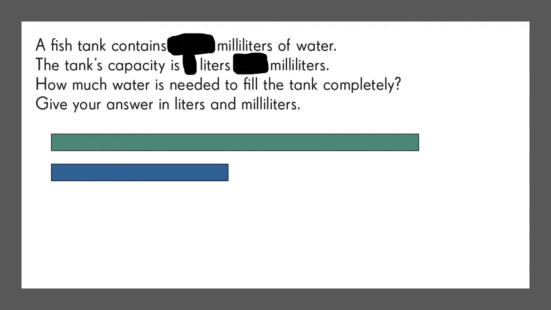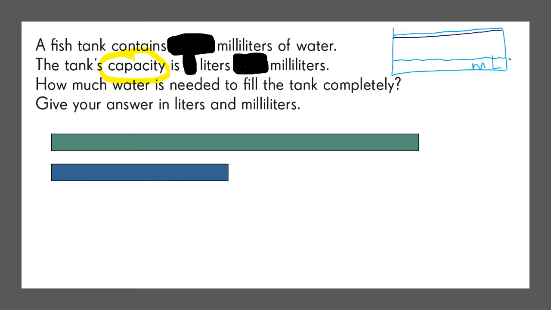I just see a fish tank, ooh, I feel like I should do a different color. I see a fish tank that's partially filled, and there's a number of milliliters in this part. Okay. The tank's capacity, so remember when we see that word capacity, that means how much it can hold if it was filled to where it's supposed to be filled to. So that capacity mark to me means maybe that we need to get up to like here.